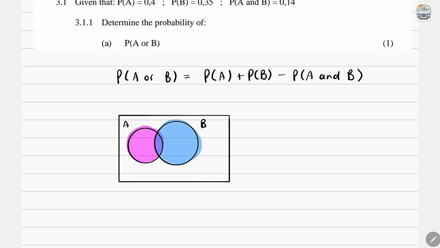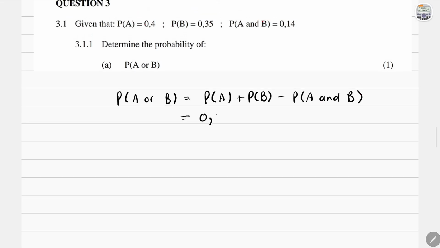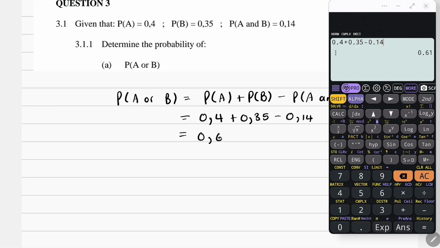But now do you see the problem with that? When we said the probability of A, it included that intersection. If you say plus the probability of B, it will still include that intersection again. And that's why we say minus the probability of A and B, so we can remove that intersection that was added twice. Okay, so let's go ahead and do this. Probability of A was 0.4 plus probability of B 0.35 minus 0.14, and let's get our answer. And our answer is 0.61.